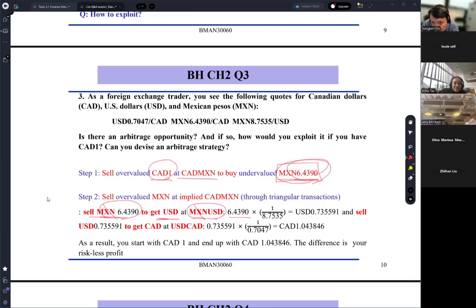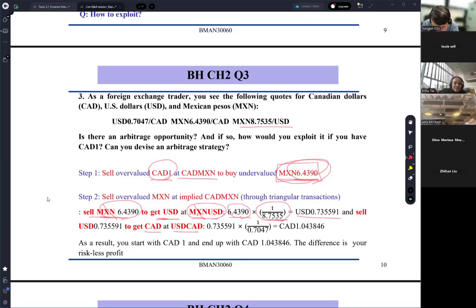So what is MXN USD? We only have USD MXN. So MXN USD is just a reciprocal. So you sell Mexican peso this amount at MXN USD, you get US dollar amount. Right away, you have to sell this US dollar to get Canadian dollar amount.